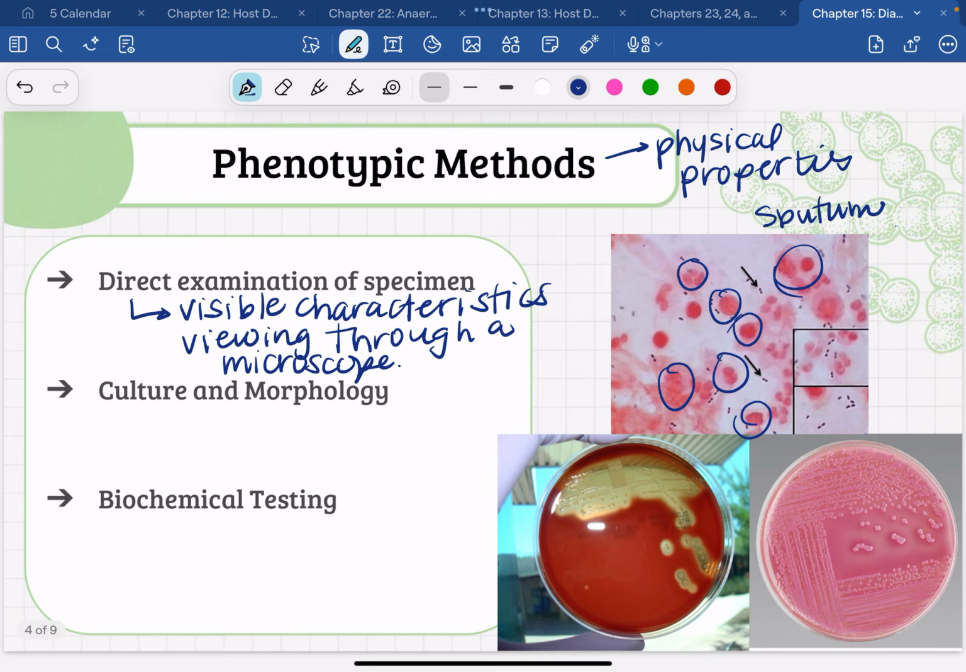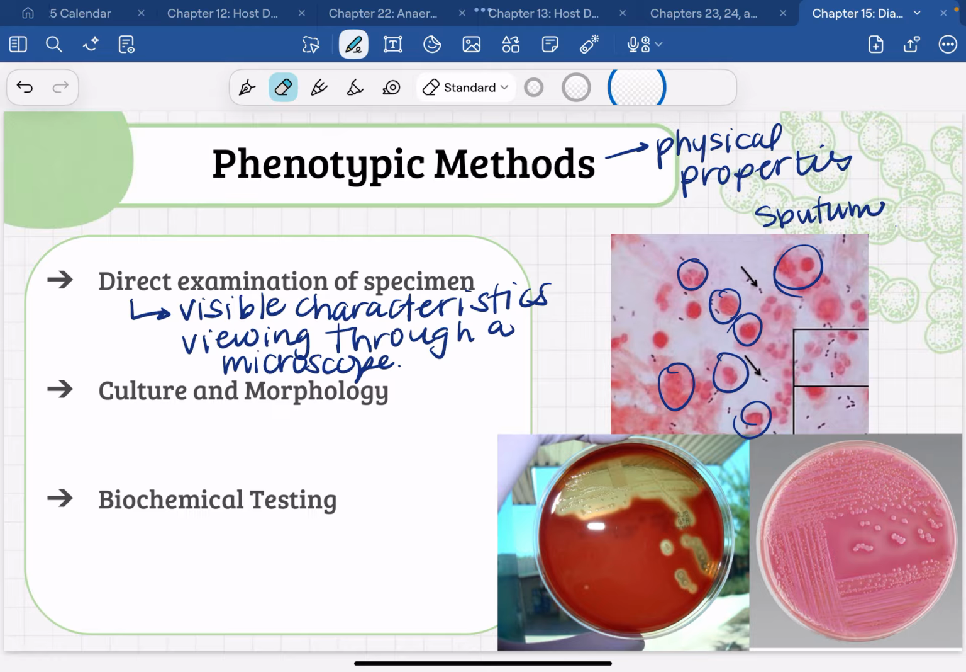Next, we have culture and morphology. So culture and morphology is kind of just what it sounds like. It's taking that specimen, putting it on media, and seeing how it reacts to specific media after it has been incubated. Okay, there are a lot of different medias out there, and again, for this class, you don't have to know any of them. If you've taken lab or you're in lab, you most certainly have to know them. You're kind of in the middle of doing this right now, if I'm not mistaken.